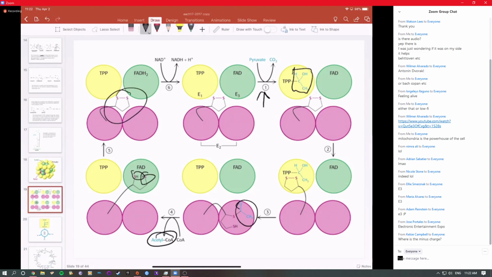And so this is a very nice schematic, which just shows you the various steps. It also shows you the various cofactors that are involved here. You have, of course, TPP, FAD. You're going to have, of course, CoA. You're going to have FAD as well. And you're going to have NADH or NAD+. And so you can see here that there are many cofactors involved in this process of pyruvate dehydrogenase.